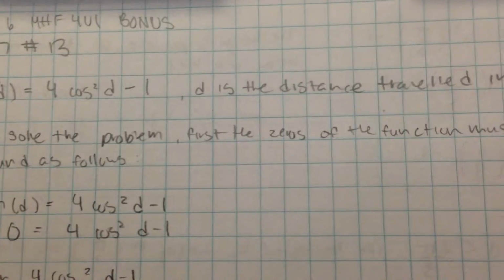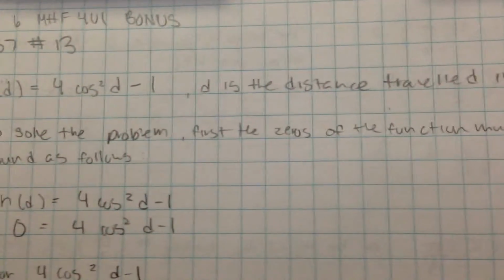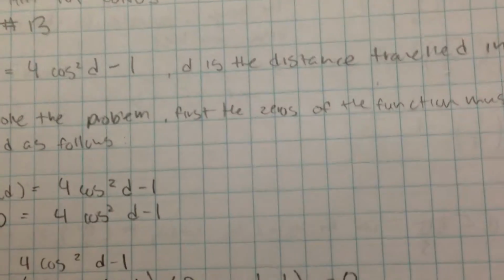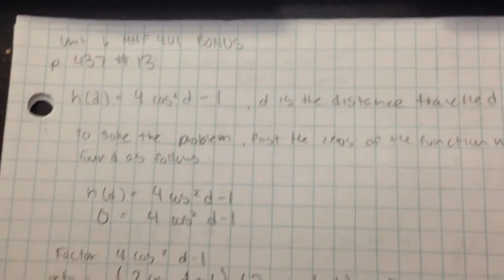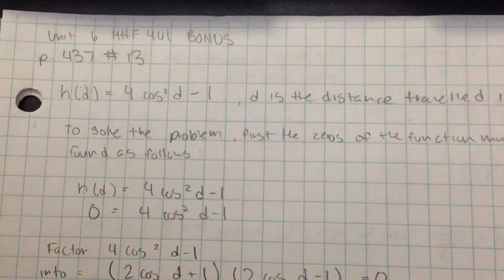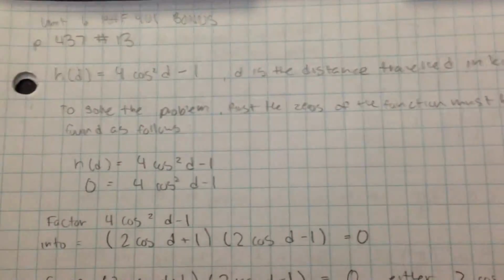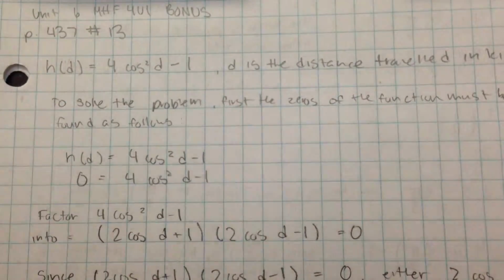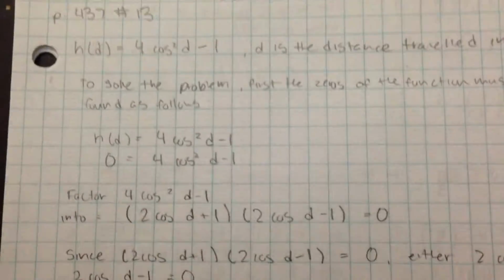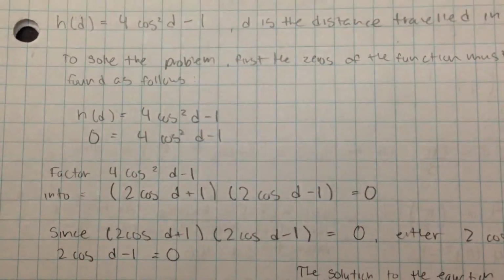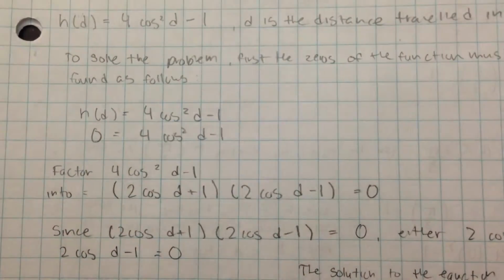The question is, at what intervals in the stretch of rolling hills is the height above sea level relative to Natasha's home less than 0? So first, we have to solve for 4 cosine squared d minus 1. The way we solve it is to determine the zeros of the function. So h of d equals 4 cosine squared d minus 1, and 0 equals 4 cosine squared d minus 1.